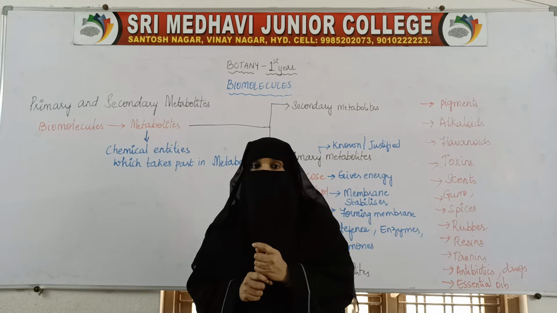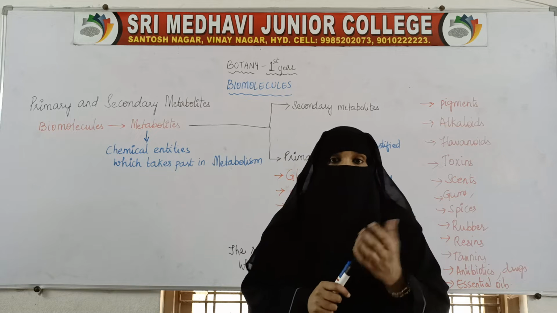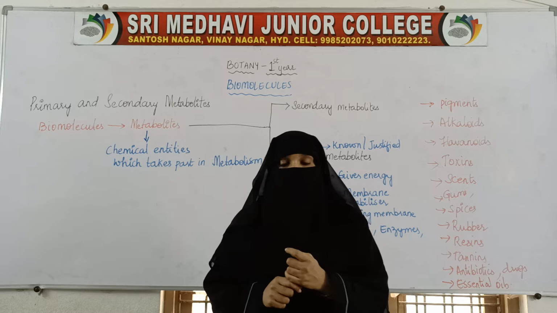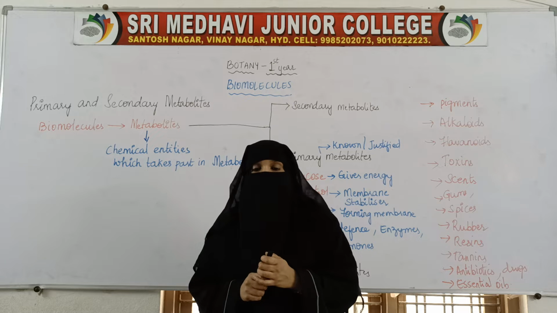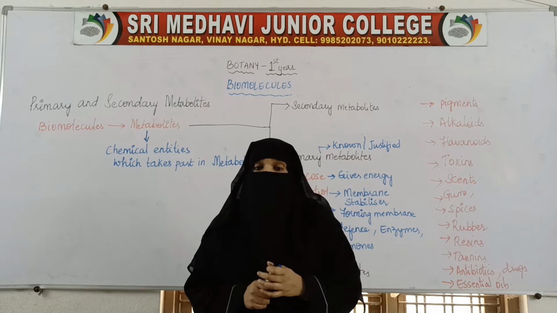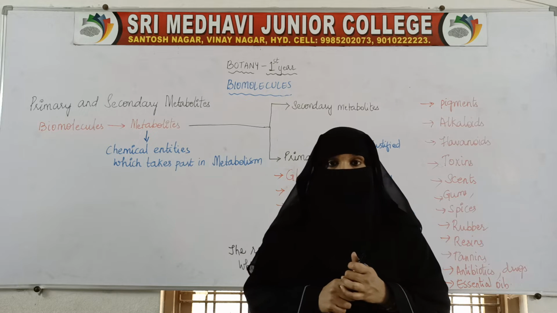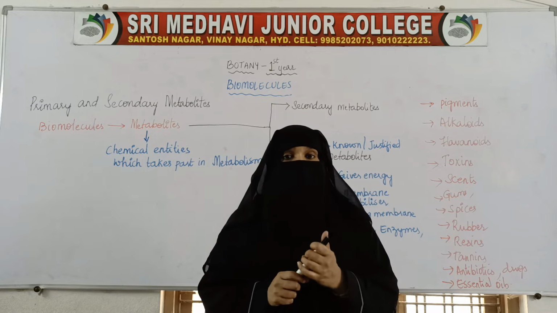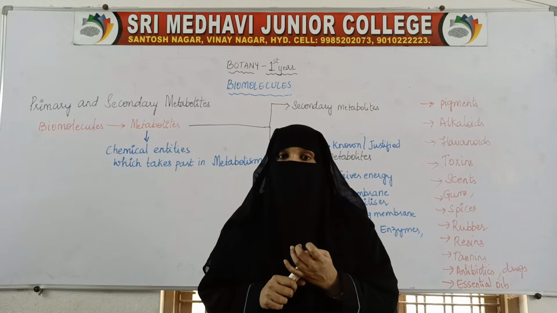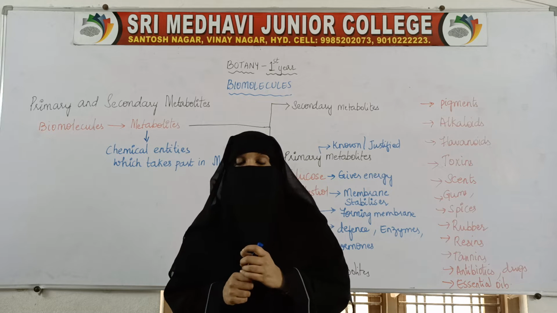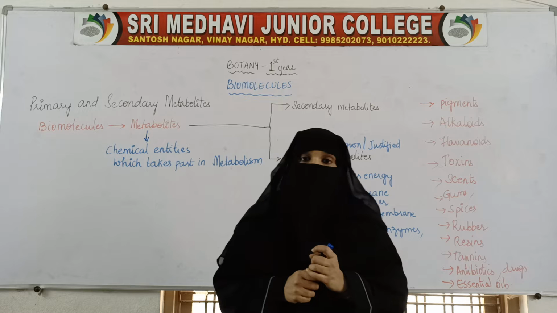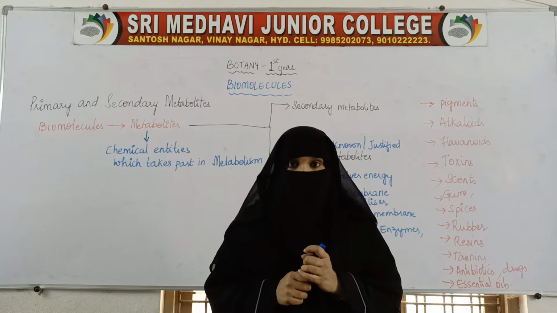These nucleotides are the building units of a polymer called nucleic acid. Nucleotides are the building units of a polymer called nucleic acid, and we have two types of nucleic acid, that is DNA and RNA.